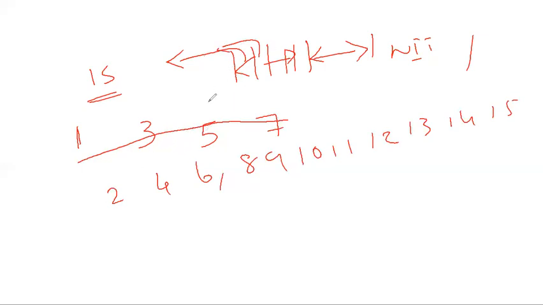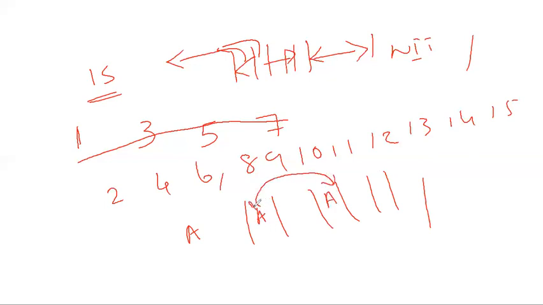I also explained this when discussing the static segment. A particular ECU can own many slots. For example, consider the static segment divided into slots 1, 2, 3, 4, and so on. ECU A can own this slot and also this slot, both slots, so in both slots ECU A will send a message.